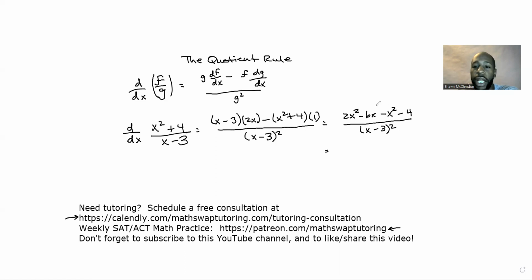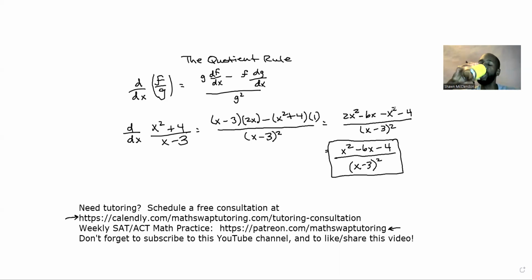All right, so let's combine like terms. 2x squared and a negative x squared is just going to be x squared. Then you have the minus 6x minus 4 over x minus 3 squared. Now you can't really factor that top, x squared minus 6x minus 4, in a way that would end up dividing out one of these x minus 3s that's down here.